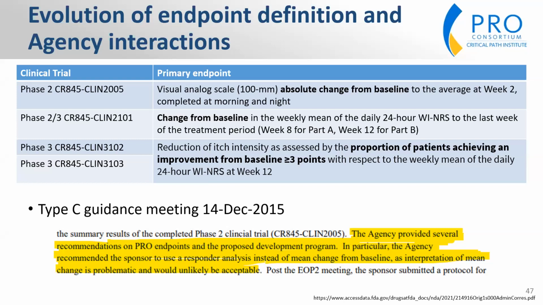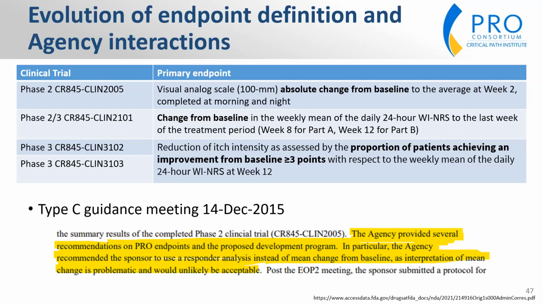And in particular, they had initially started out by proposing use of a visual analog scale, and through various meetings with the FDA actually did change and switch to an NRS, which was recommended by the agency. And also in a type C guidance meeting in 2015, the agency recommended that rather than a baseline to end of study mean change as the primary analysis, a responder analysis be used as the primary analysis for this clinical development program.